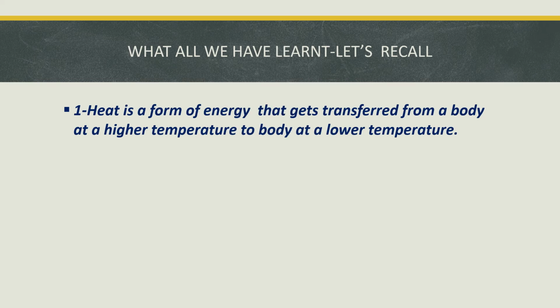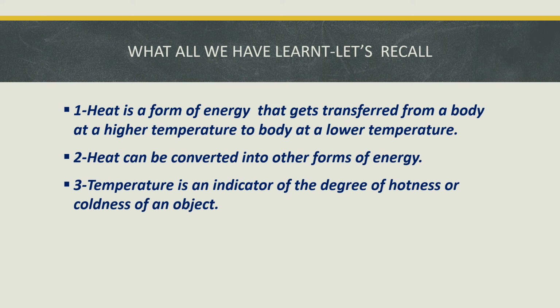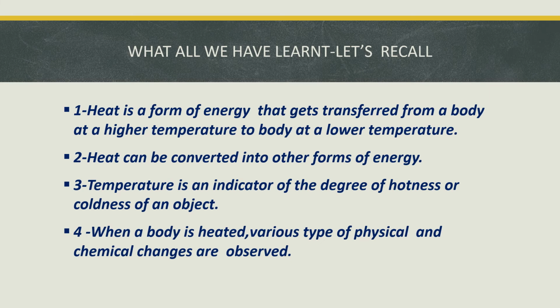Now, let us summarize what all we have learned. First point is heat is a form of energy that gets transferred from a body at a higher temperature to a body at a lower temperature. Point 2. Heat can be converted into other forms of energy. Point 3. Temperature is an indicator of the degree of hotness or coldness of an object. Number 4. When a body is heated, various types of physical and chemical changes are observed.